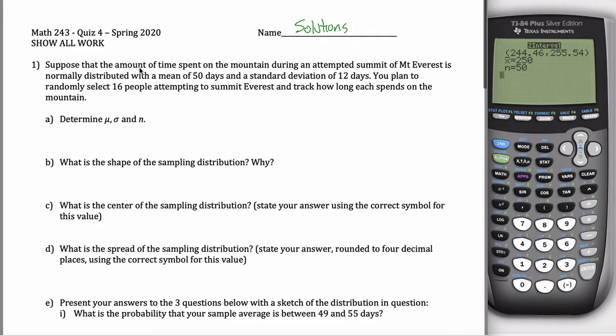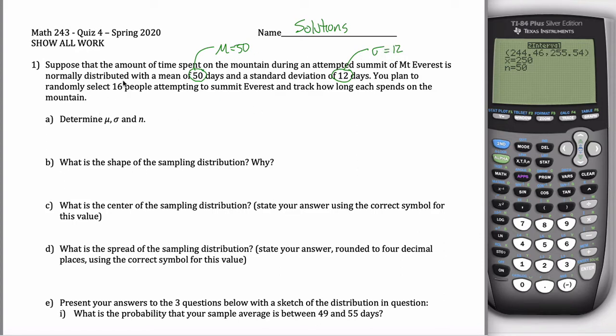Lots of questions. Suppose that the amount of time spent on a mountain during an attempted summit of Mount Everest is normally distributed with a mean of 50 days. So this is my population mean here. This is mu. This is 50. And a standard deviation of 12 days. So this is sigma, my population standard deviation. Those are the center and spread of the parent distribution.